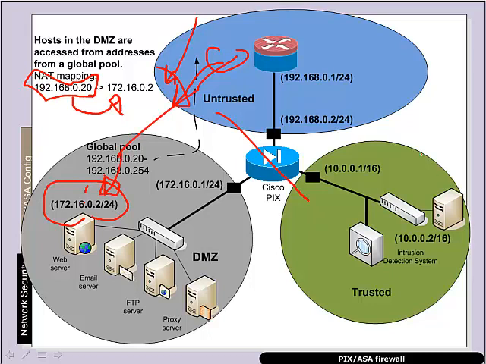The same can happen with our trusted network, where we can have a private address space and then these map on to a global address space.